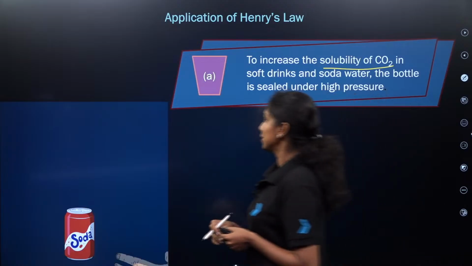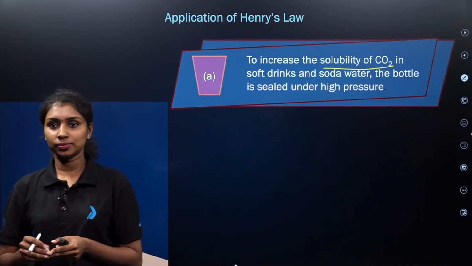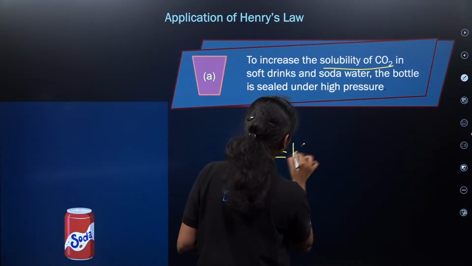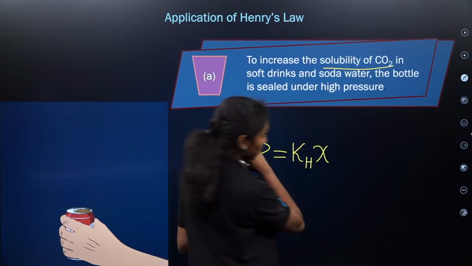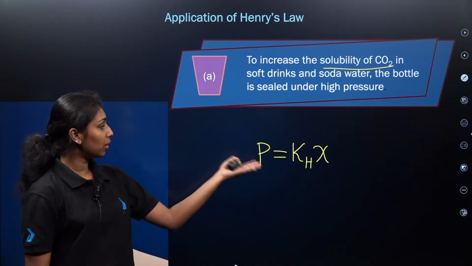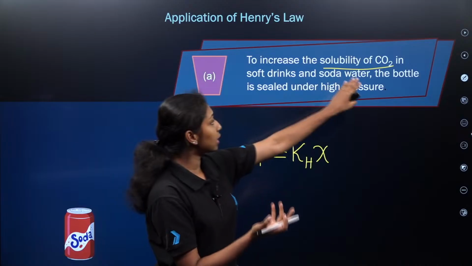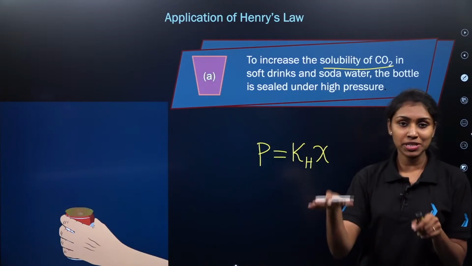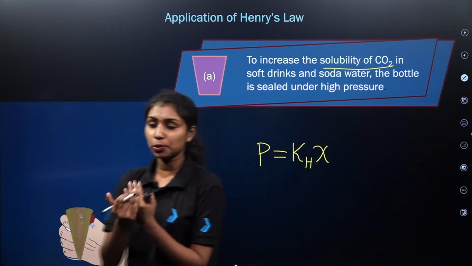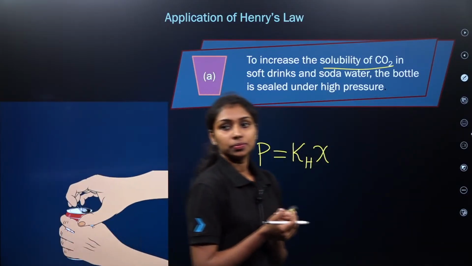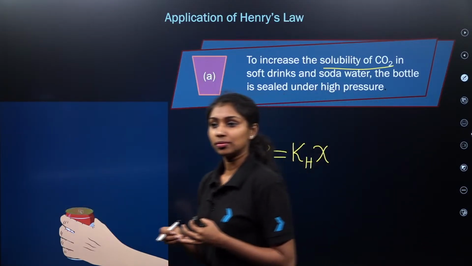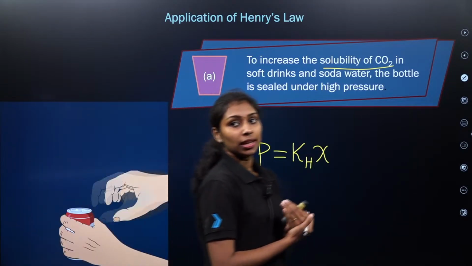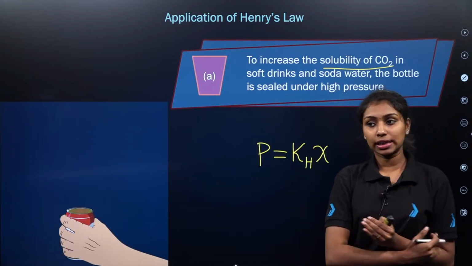Are you getting my point? Partial pressure is equal to Henry's constant into solubility in mole fraction, right? Partial pressure is directly proportional to the solubility here. If the soda water is containing carbon dioxide as the solute, as the gas here, and it is sealed under high pressure, as the pressure increases, what will happen to the solubility according to Henry's law? Increases, right? So in order to increase the solubility of carbon dioxide in the soft drinks, this bottle is sealed under high pressure. Clear?